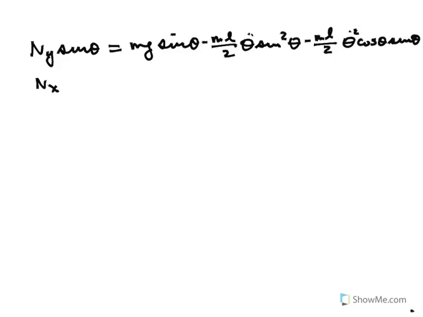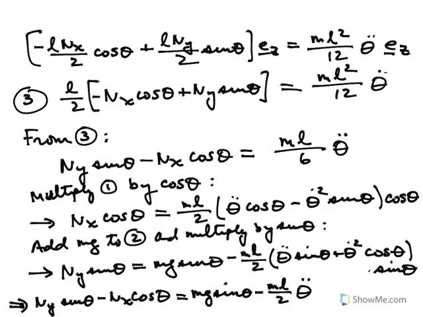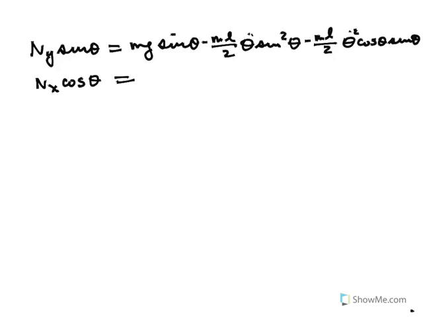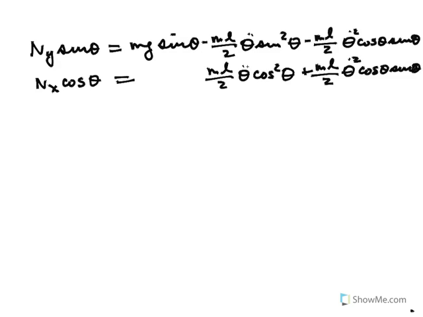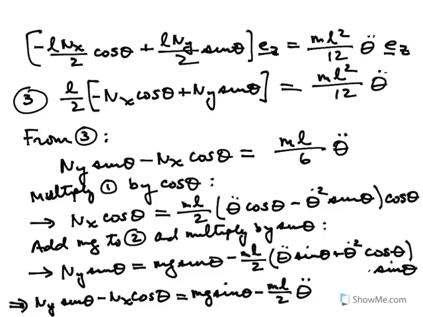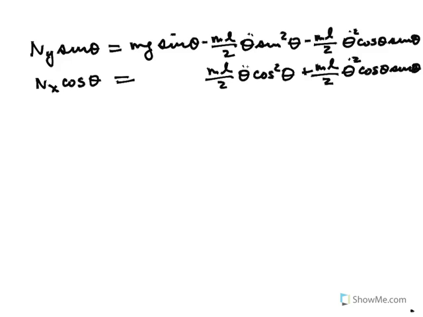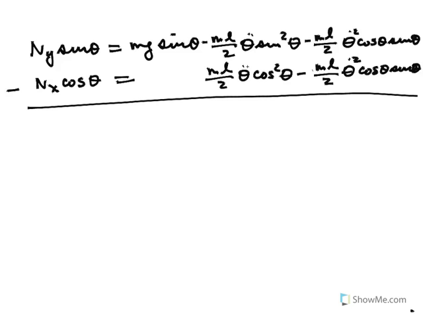And then we have n sub x cosine theta is equal to, well, if we line everything up, we've got ml over 2 theta double dot cosine squared theta. And then we've got plus ml over 2 theta dot squared cosine theta sine theta. But there's a negative sign there, so this actually becomes negative. So now let's subtract and see what happens.